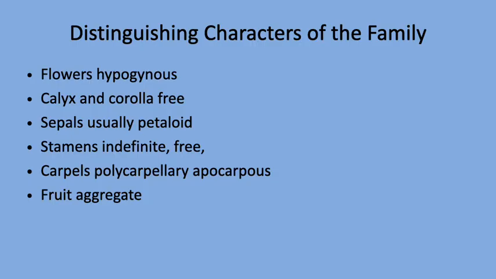We have seen the characteristic features of the family also in case of classification. To repeat it again, flowers hypogynous, calyx and corolla are free, sepals are usually petaloid, stamens indefinite free, carpels are polycarpellary and apocarpous, fruits are aggregates.